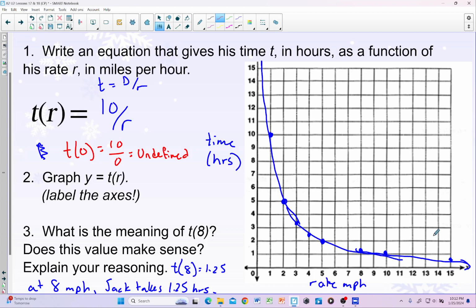Same reason, right? The time's going to get smaller and smaller, but we're going to think about it in a different situation this time. If he's traveling faster and faster, it still takes time, no matter how fast he goes. Some time is going to elapse to get from point A to point B, even at the speed of light. Even though light is the fastest thing in the universe, it still takes a very small amount of time to travel 10 miles.